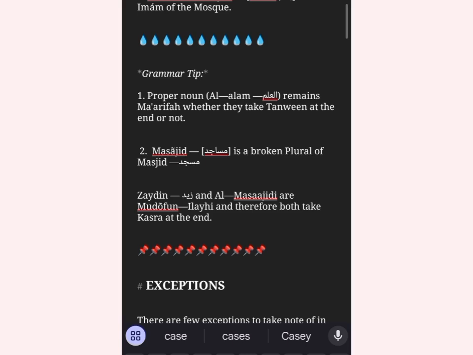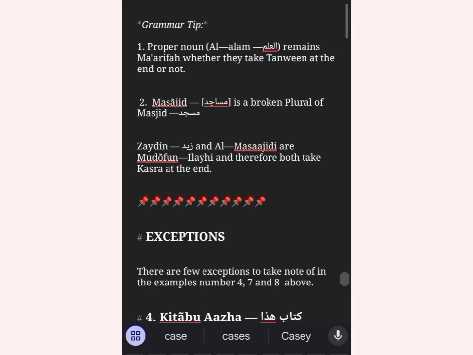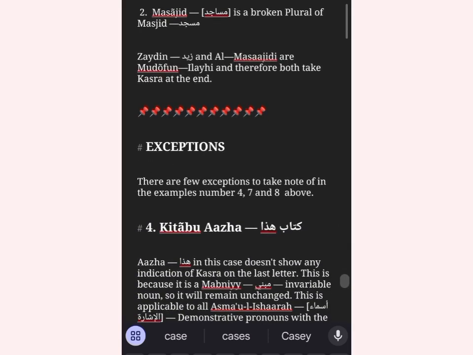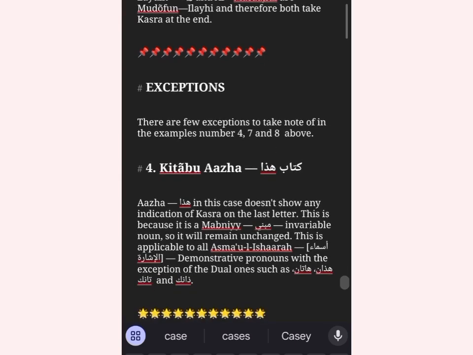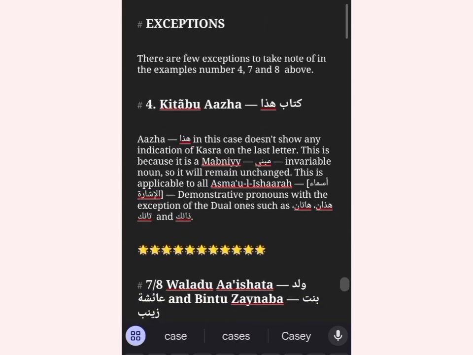We revised broken plurals in the third or fourth lesson. Just go back to the previous lessons to see them. Now, we look at exceptions. There are some exceptions, and for these we go back to the expressions that we bolded. Expressions 4, 7, and 8 in the above examples are what we are going to talk about.